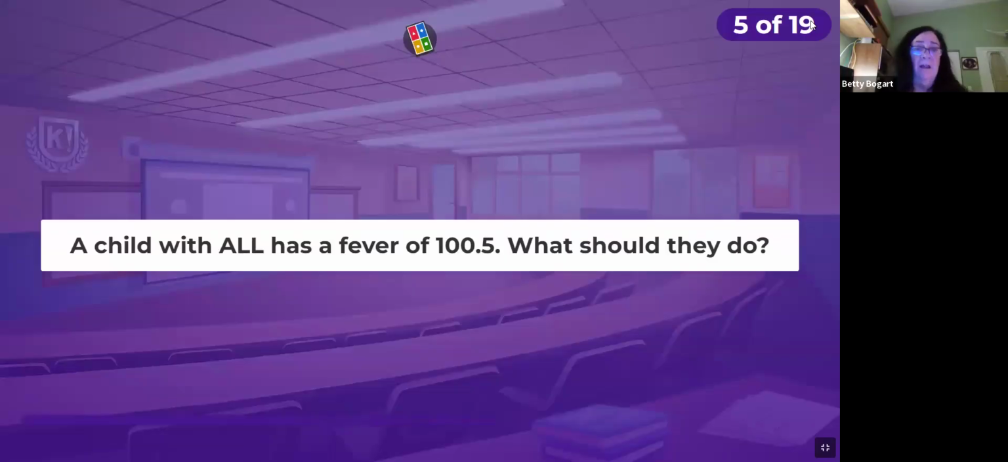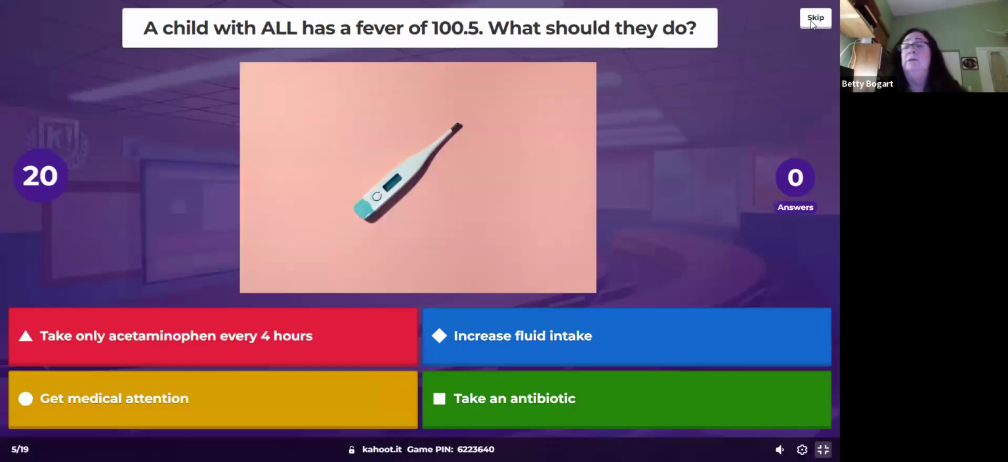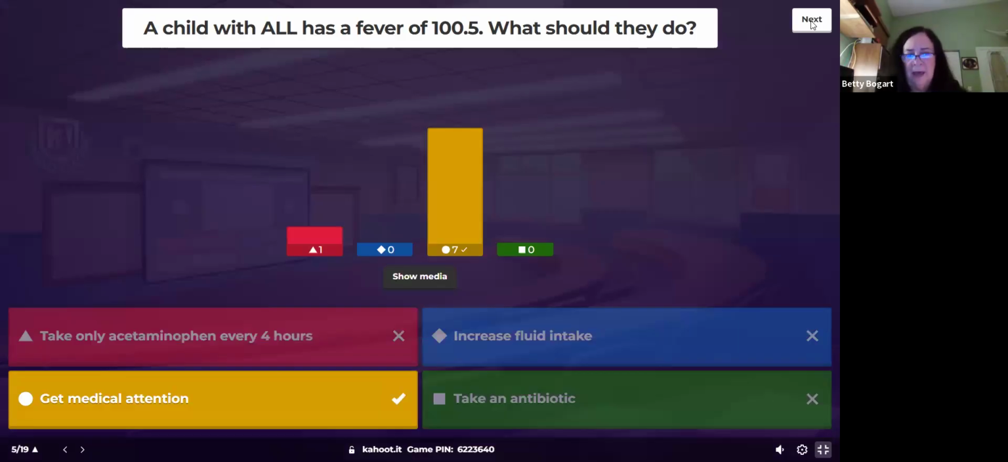A child with ALL has a fever of 100.5. What should they need to do? It's another immunosuppressed child. Excellent. You need to tell the doctor why they need to be placed on an antibiotic.